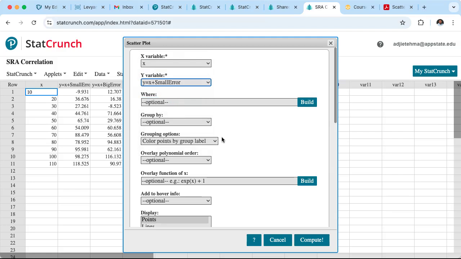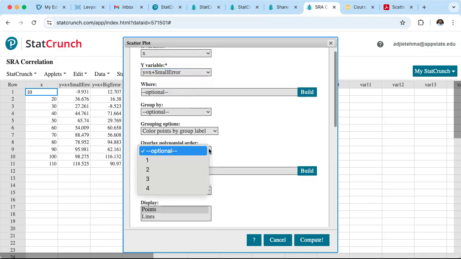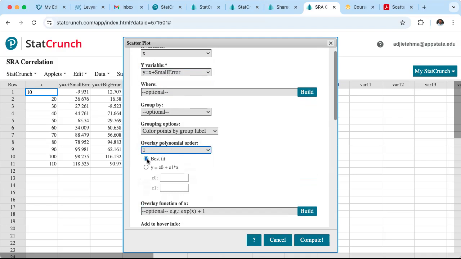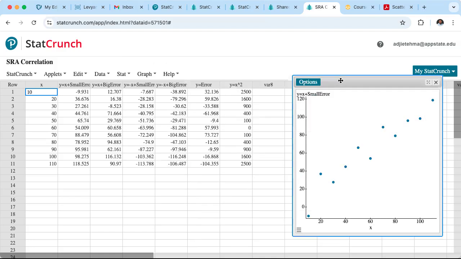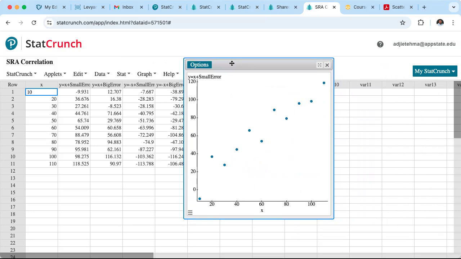If you want to let StatCrunch draw a line, like a line of best fit, you could change it to be 1. Is that okay? If you wanted to draw a line, you click the line of best fit, is that okay? So if you want to draw a line, you could change here to be what? 1. And then you click best fit and it draws that for you. But I don't want to have a line now. So, and then we hit compute. And then we have this.